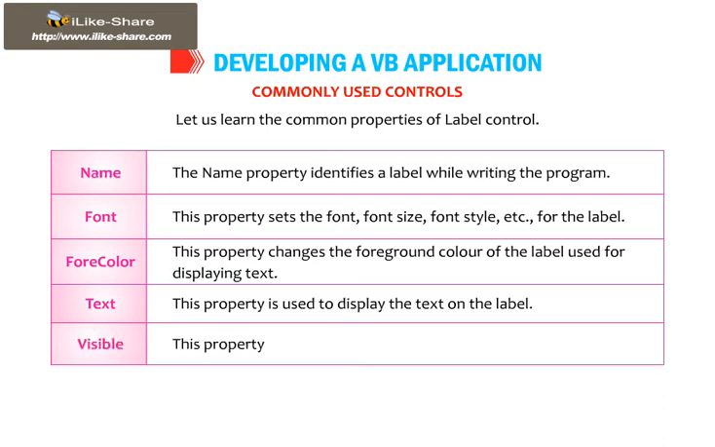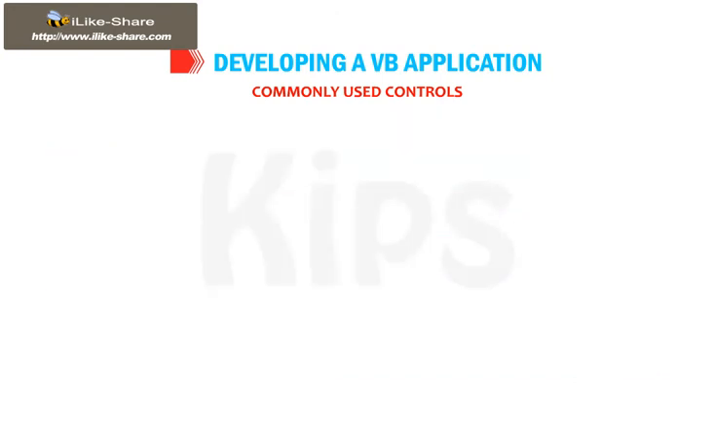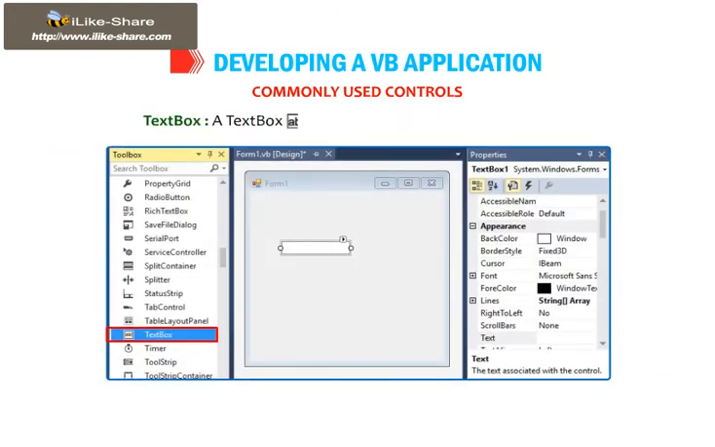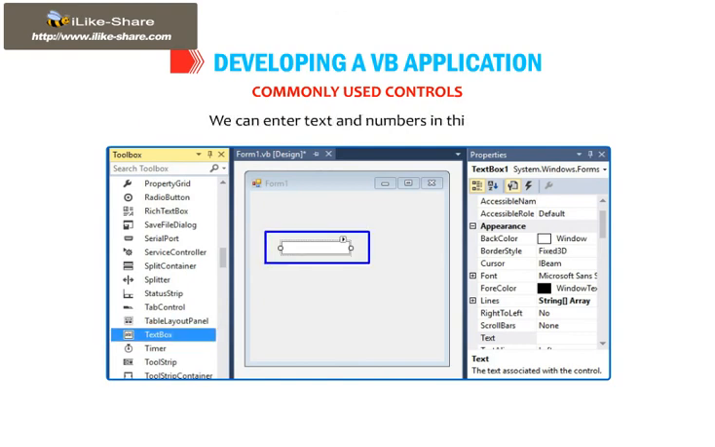Visible. This property determines whether the control is visible or hidden. Text box. A text box is used to receive input from the user. We can enter text and numbers in this box.